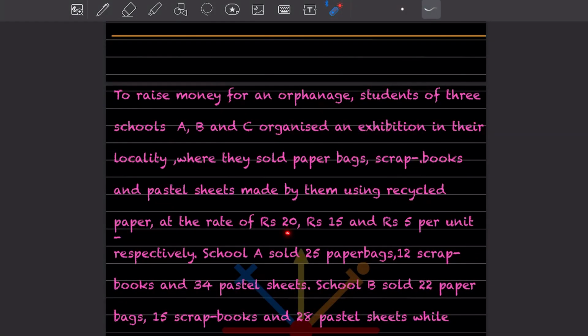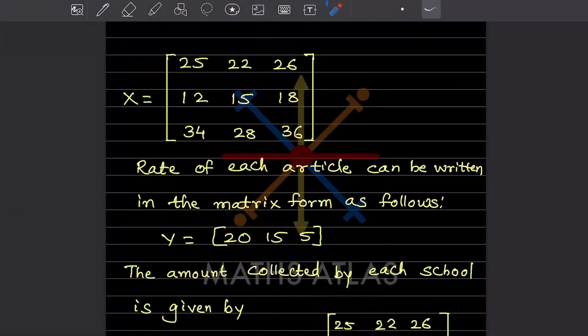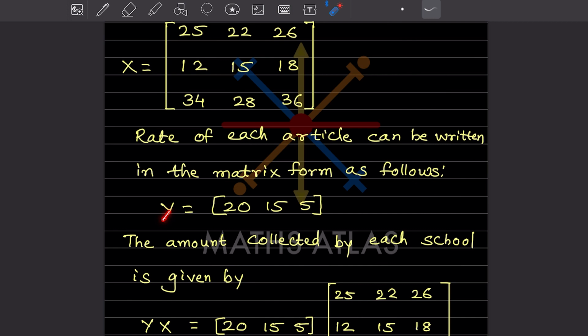Can you see here 20, 15 and 5? The rate is given, so we can consider this as Y. The amount collected by each school is given by YX. So this Y we will put over here, and this whole X we are going to put over here.